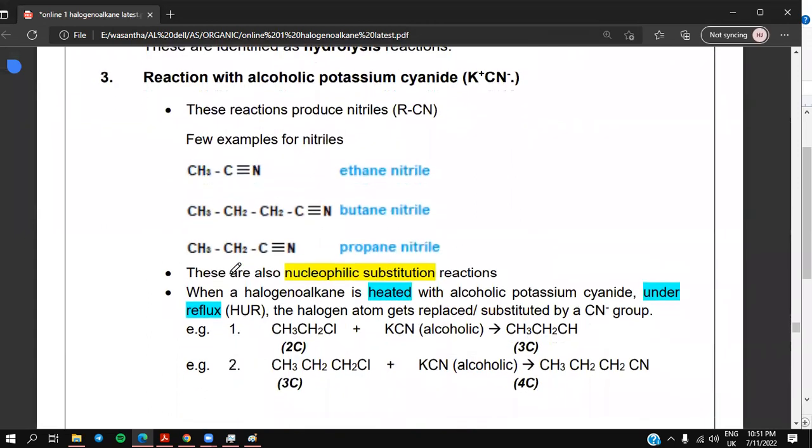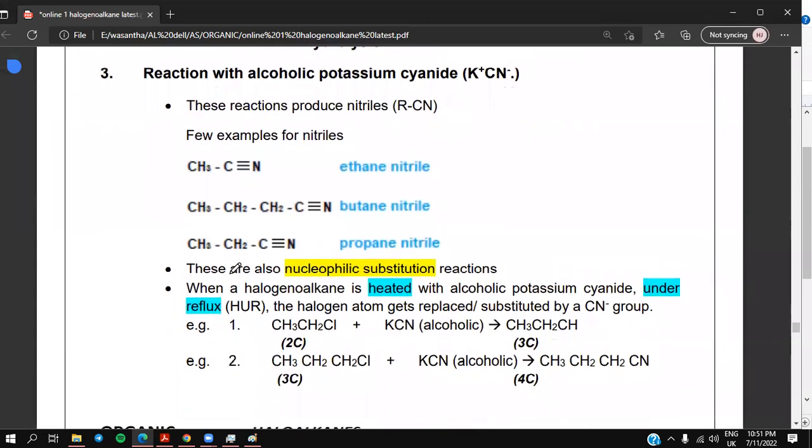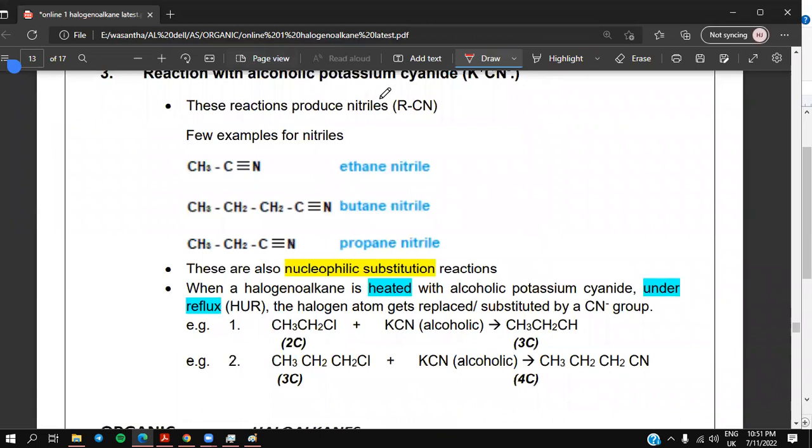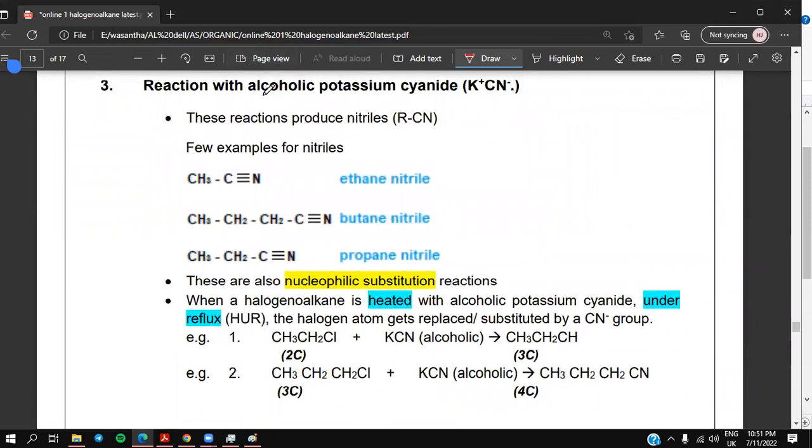Next, we go to the third reaction. Reaction with alcoholic potassium cyanide. These reactions produce something called nitriles.